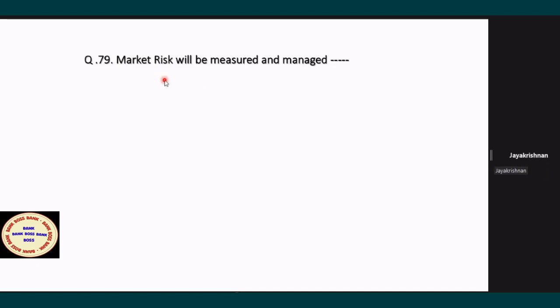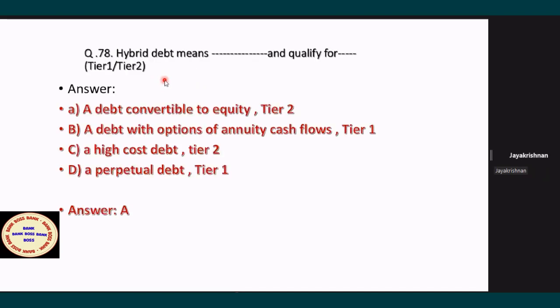Sir, what is volatility risk? Volatility means fluctuation. Volatility risk means some assets will always be fluctuating in value. That will be controlled by value at risk. Value at risk means managing volatility in exchange rates and volatility in interest rates. That also we are giving questions.